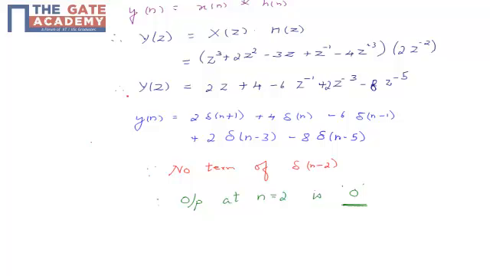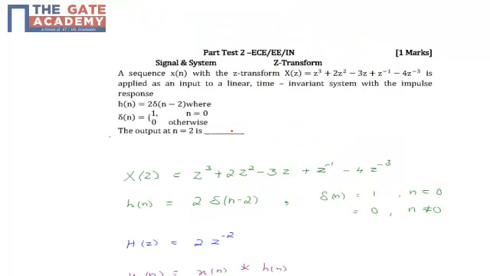In the next step, we compute the inverse Z transform, that is, we get y of n equal to 2 times delta of n plus 1 plus 4 times delta of n minus 6 times delta of n minus 1 plus 2 times delta of n minus 3 minus 8 times delta of n minus 5. Since there is no term of delta of n minus 2 in this equation, the output at n equal to 2 is 0. So in our case, the final answer over here is 0.